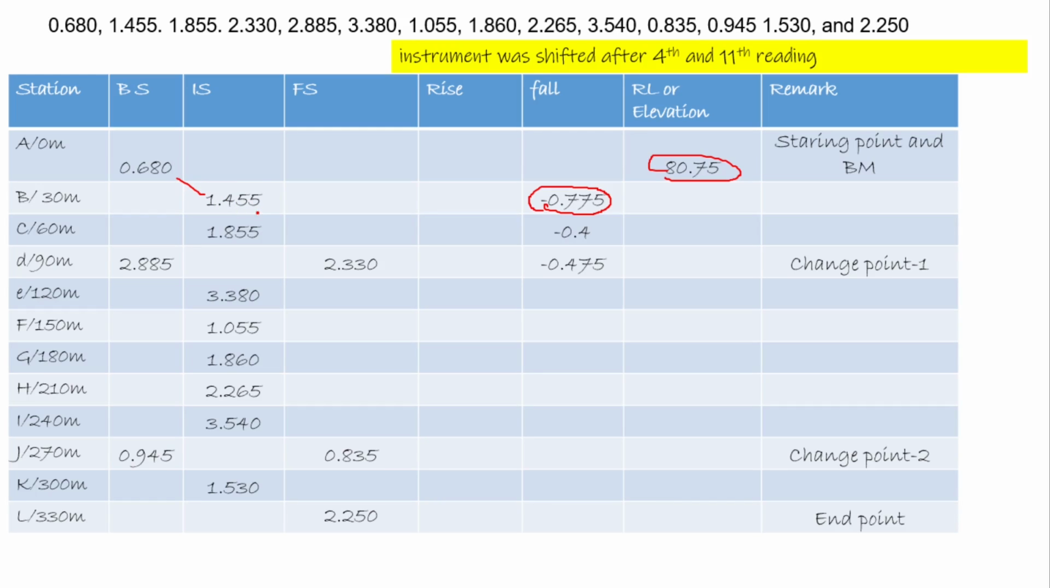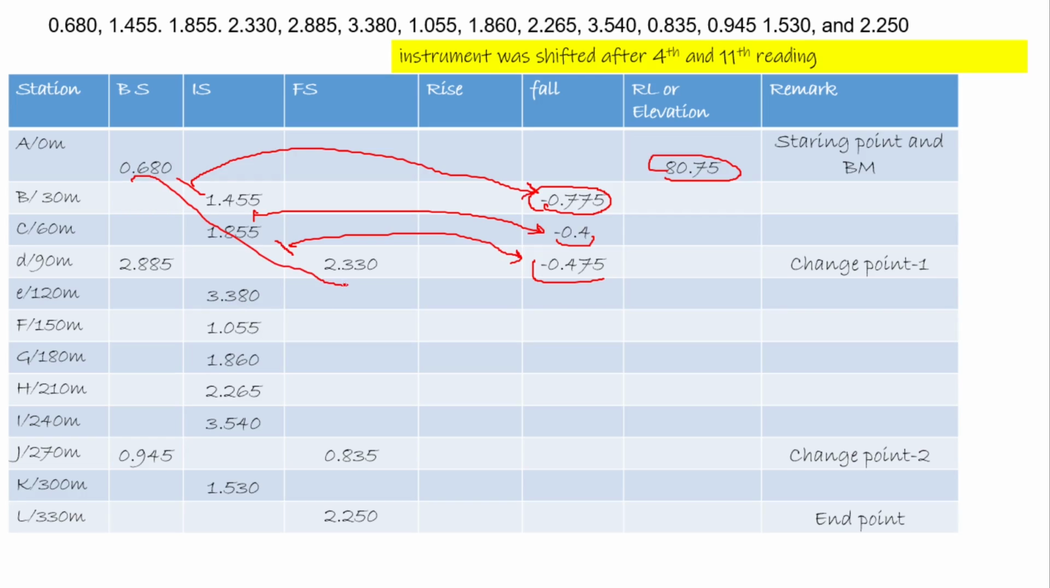Similarly, we will calculate the difference between second and third and fourth, and we will find these values. If it is negative, we will say it is a fall. If it is positive, we will put it in the rise column. In such a way, it is the difference between these two, and the difference between these two. Next, we have to calculate. We have done the calculation of the first setup.